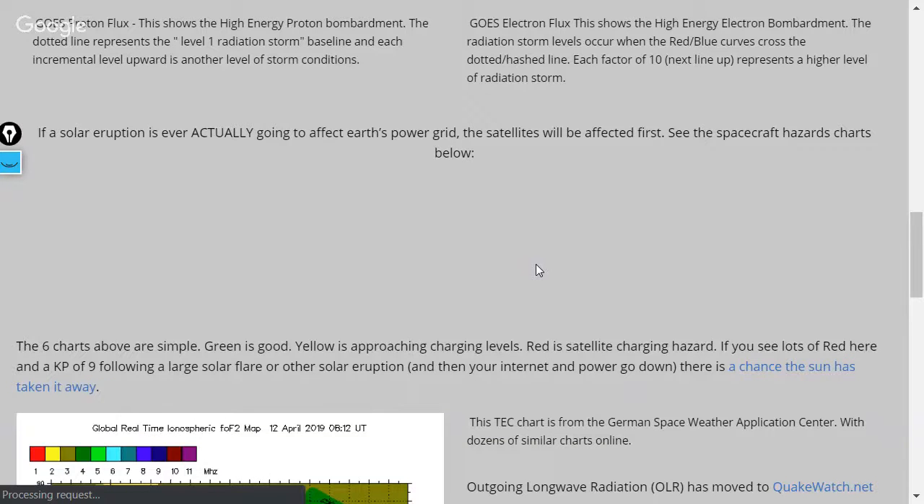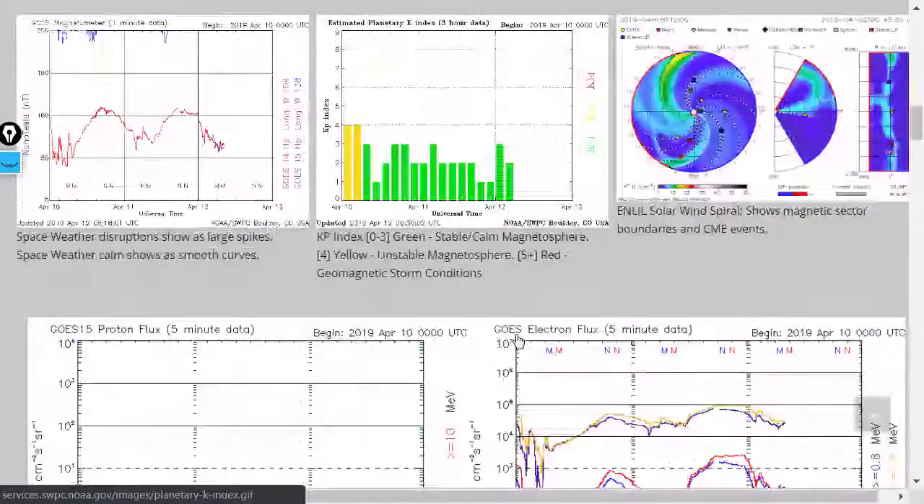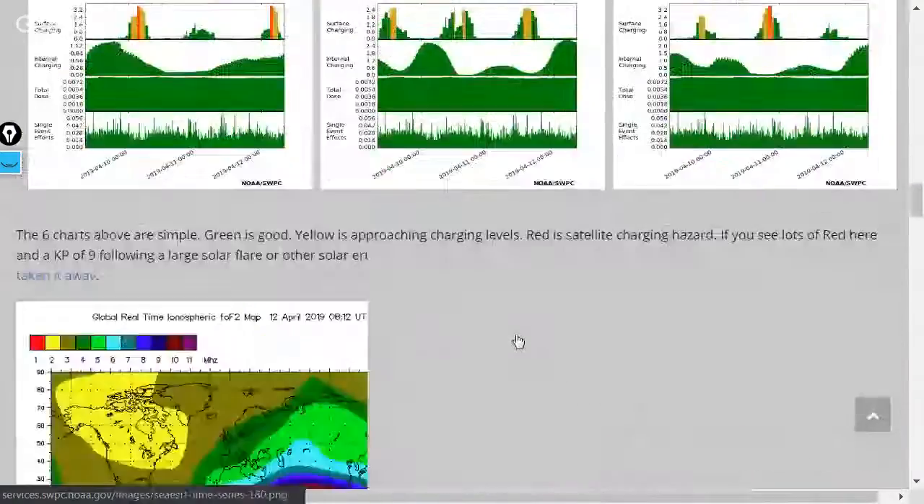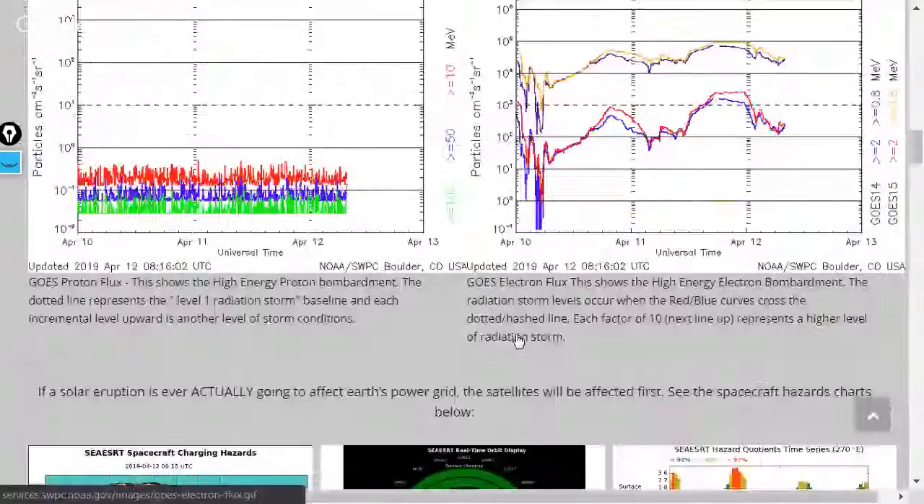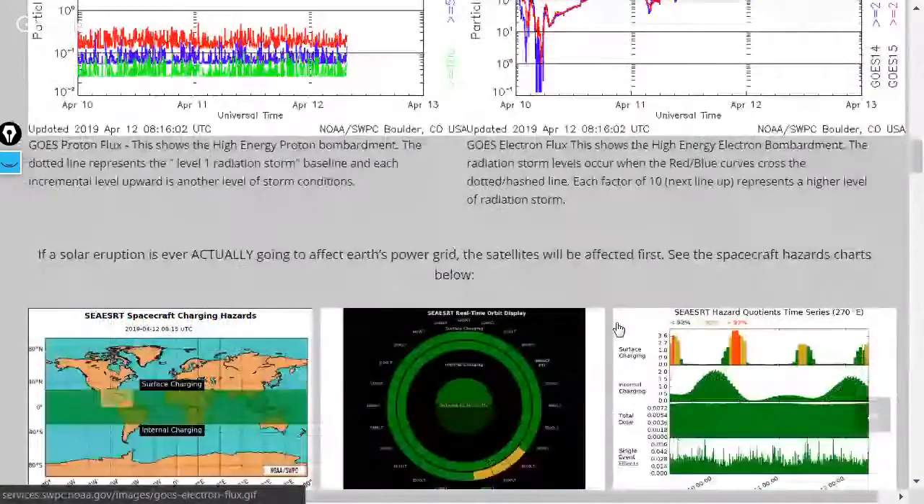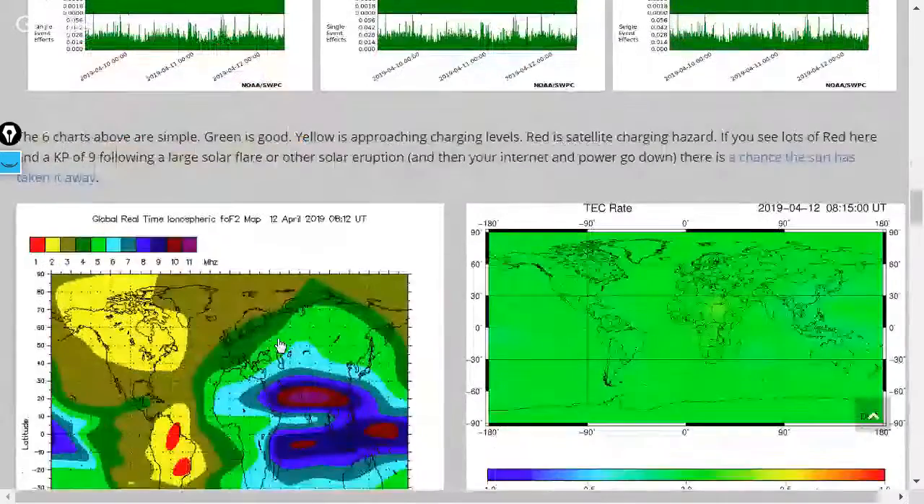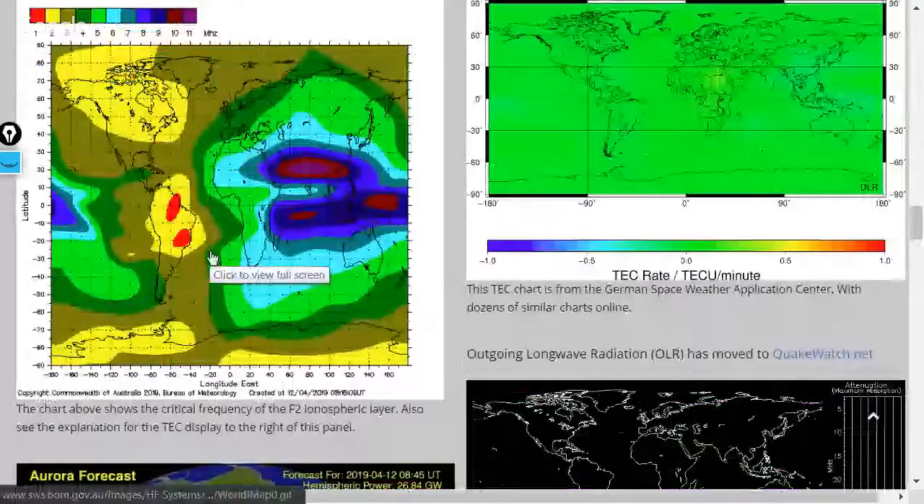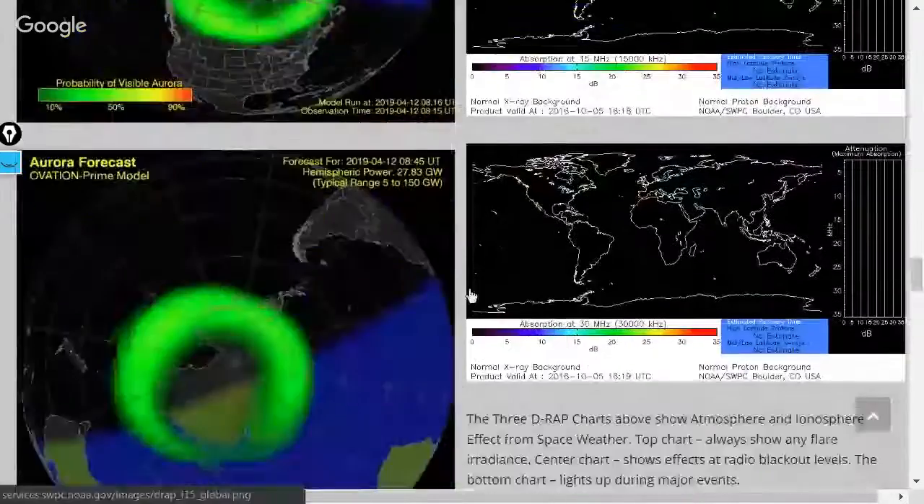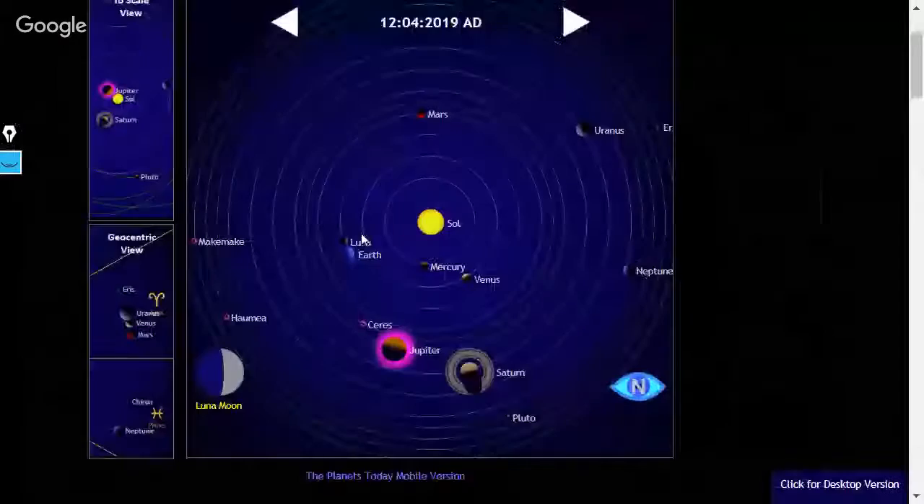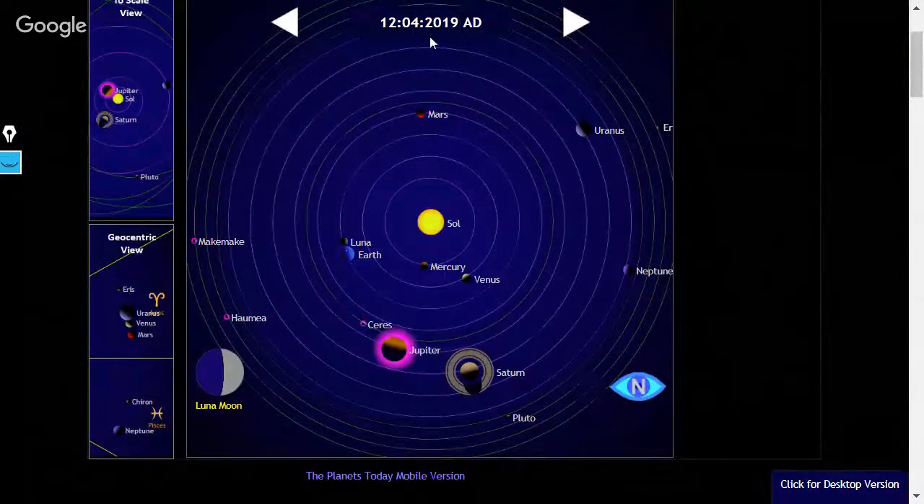We do have a bit of a coronal hole wind stream happening which is responsible for a slight dip in the electron flux here. Nothing to write home about. Charging hazards are pretty much non-existent, a little bit in Northern South America and Central America and Mexico, but no big deal. F2 ionosphere layer looking totally normal. There's your auroral forecast. Let's move on to the planetary locations.